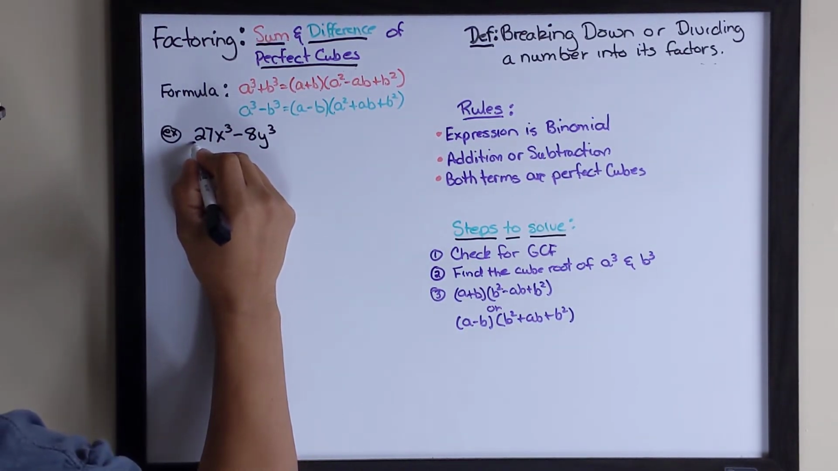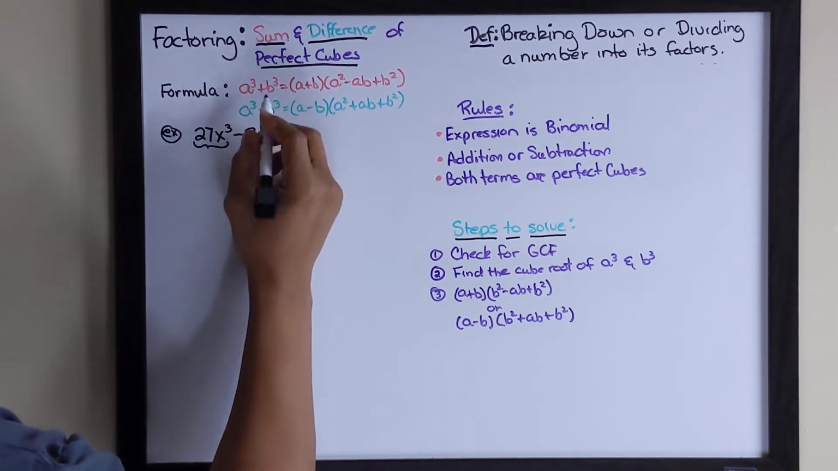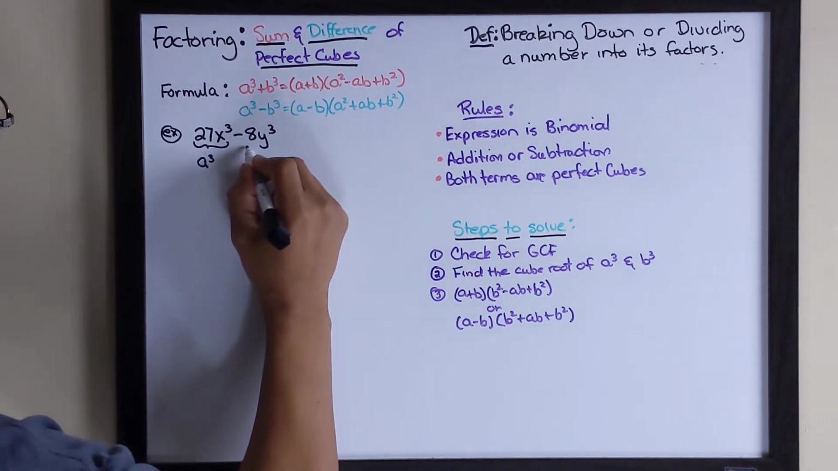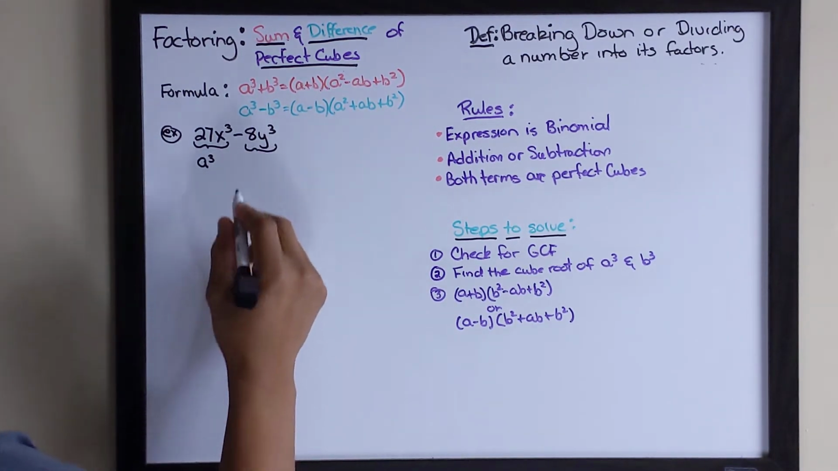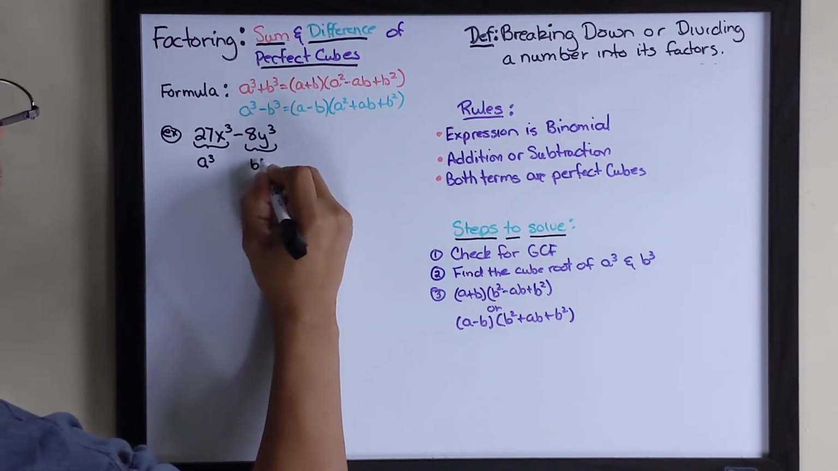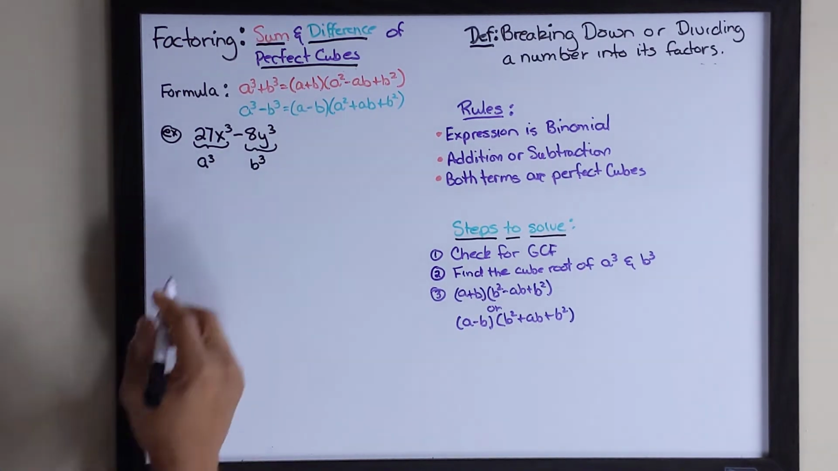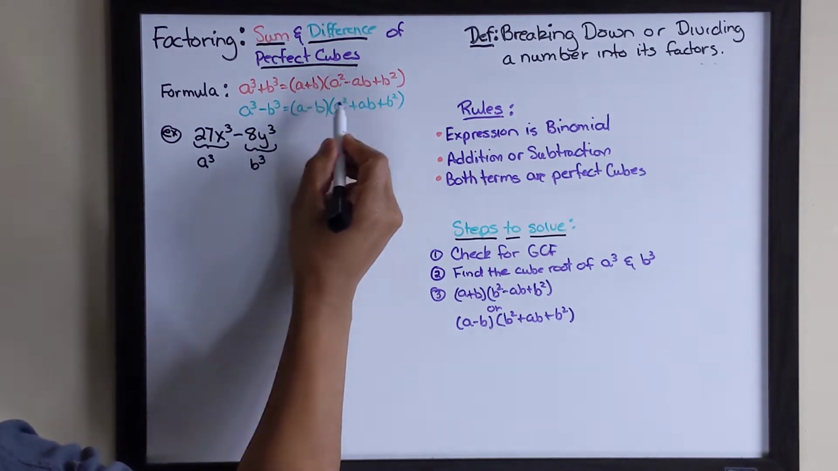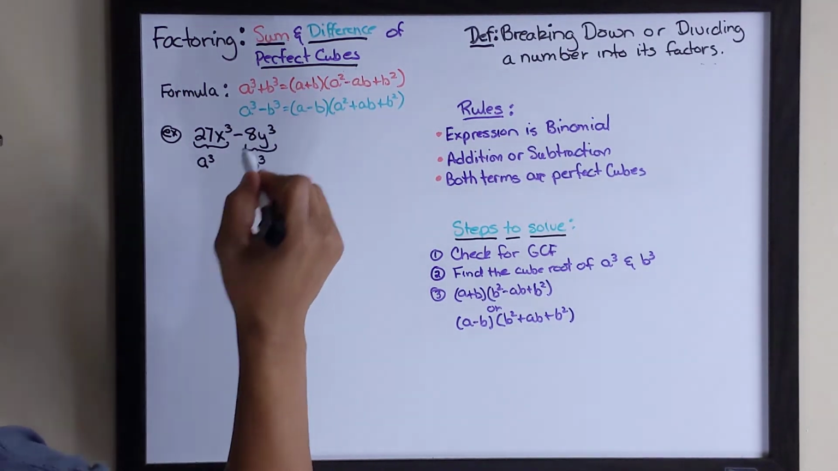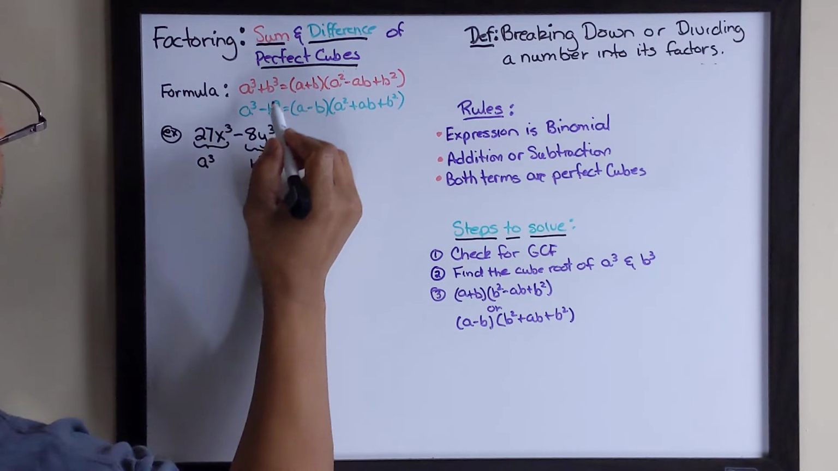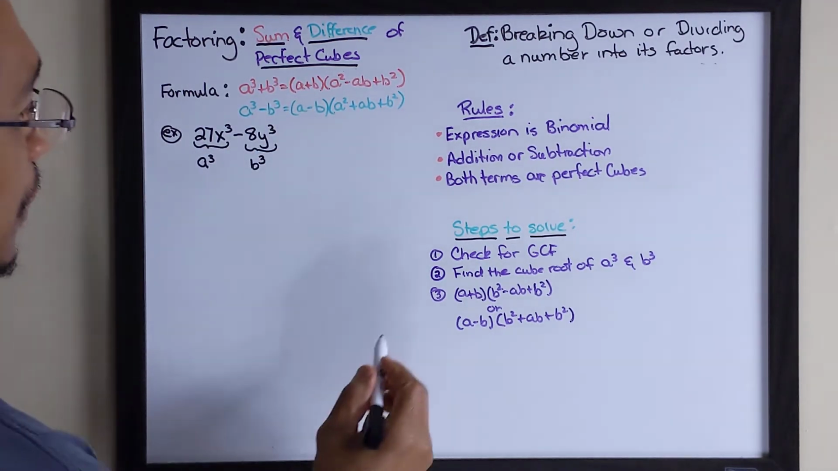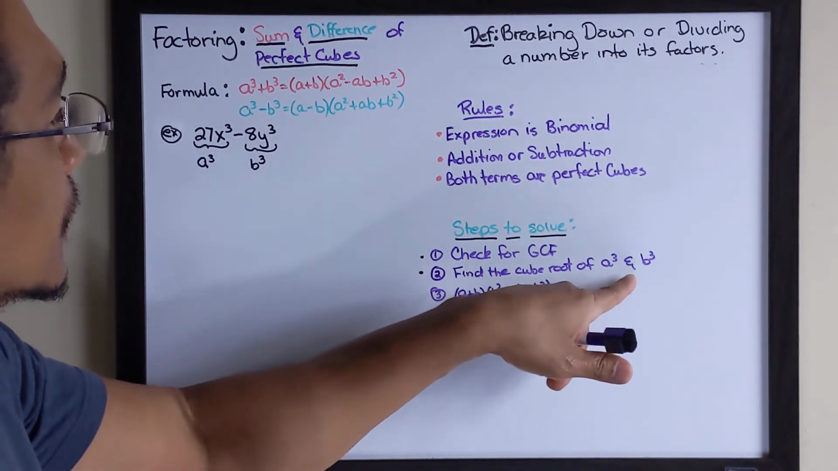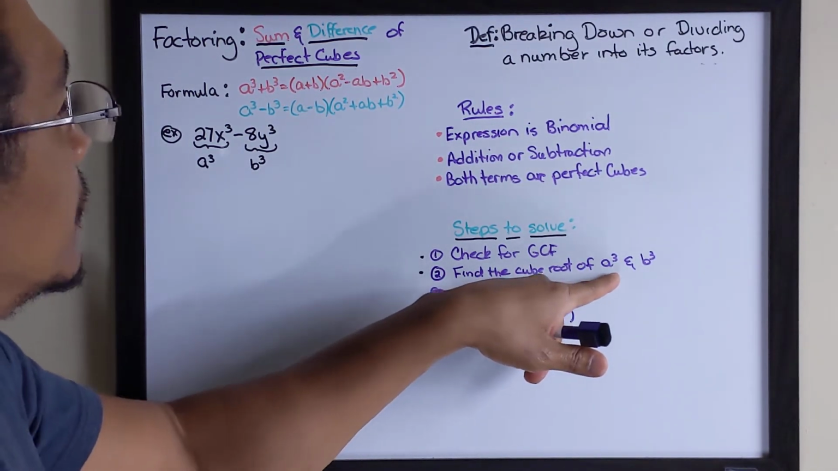So this 27x cubed is represented by the a cubed in the formula. This negative 8y cubed, or just 8y cubed, is represented by b cubed in the formula. Since we have a subtraction, we're going to be using this formula in green to solve this problem. If it was a plus sign, we'd be using this formula. So that brings us to step 2. We're on step 2. We're going to find the cube root value of a cubed and b cubed.